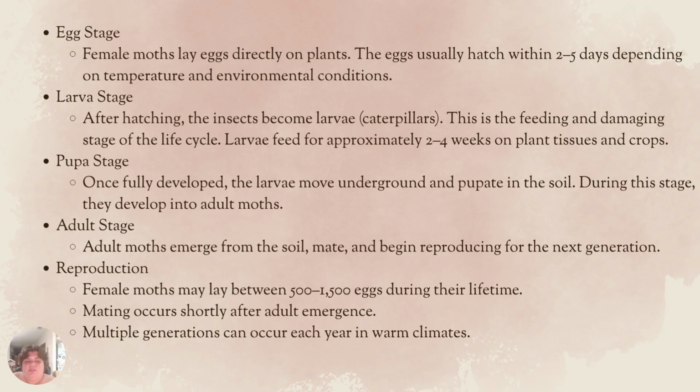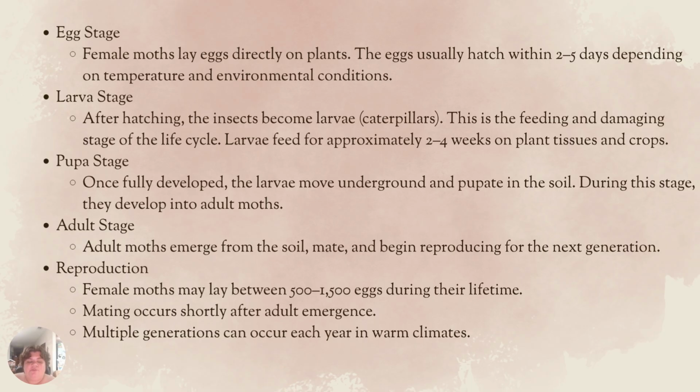In the larva phase, after they hatch, they become caterpillars, and this is the feeding and damaging stage of the life cycle. They'll feed for about 2 to 4 weeks, eating different reproductive tissues on the plant. Typically, they'll target the flowers. Once they're fully developed as caterpillars, they go to the soil and move around underground and go through pupation, becoming a pupa in the soil, and during this stage they develop into adult moths.